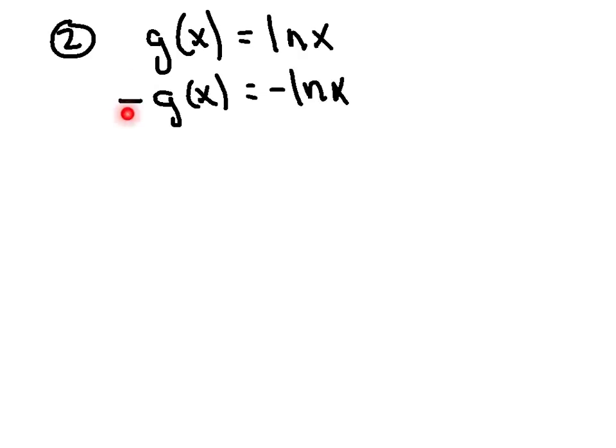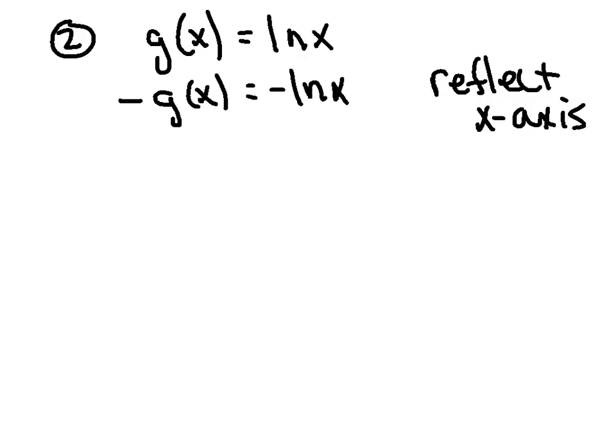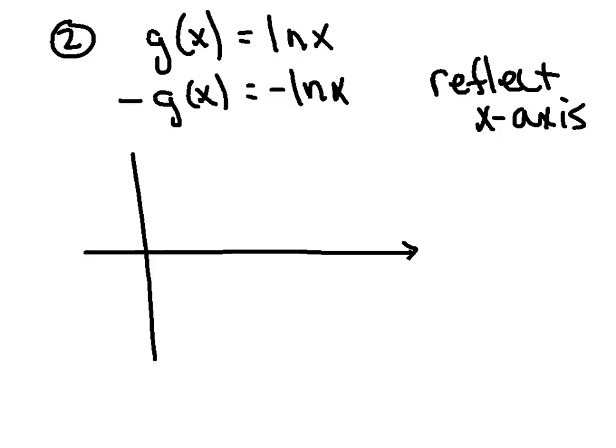And anytime you see the negative out in front of g like that, that indicates that it's a reflection over the x-axis. Okay, so if we wanted to graph that, just visualize your original natural log curve. And if you pictured that vertical asymptote and you reflected it over the x-axis, it would actually end up being the exact same. The function would just now do this.